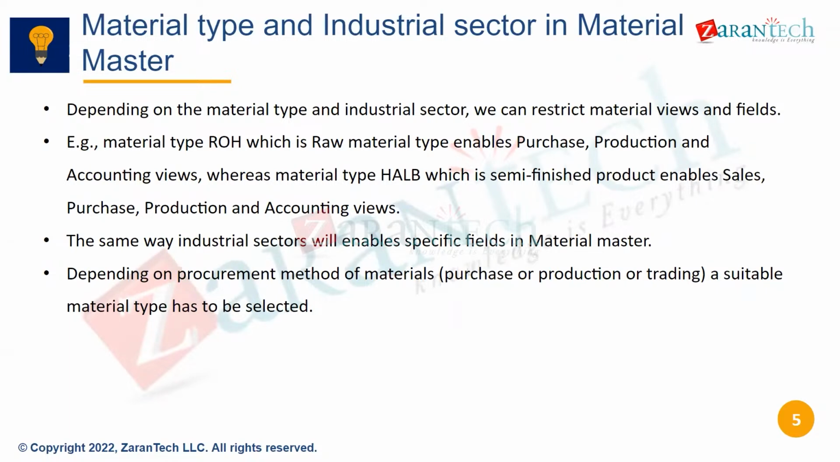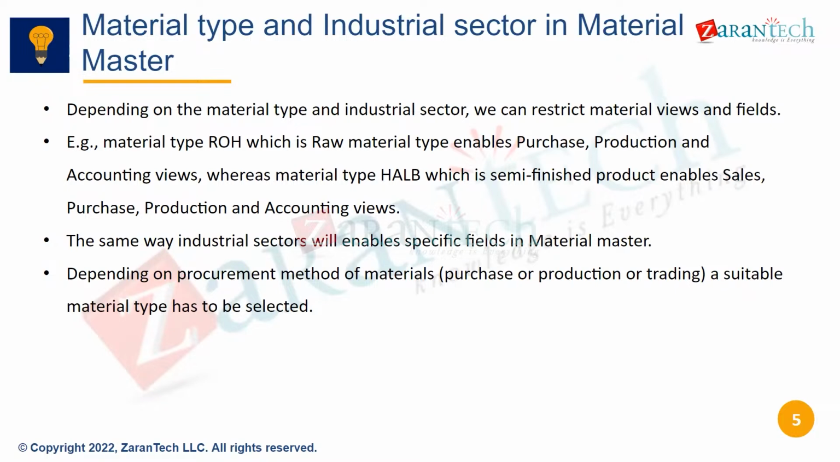What SAP gives is a semi-finished good, HALB, where you will have both sales as well as purchasing, which means that you buy it sometimes and manufacture it sometimes. HALB, the semi-finished good, allows all kinds of activities for a particular item. So a view is nothing but the activity, what you are going to do.